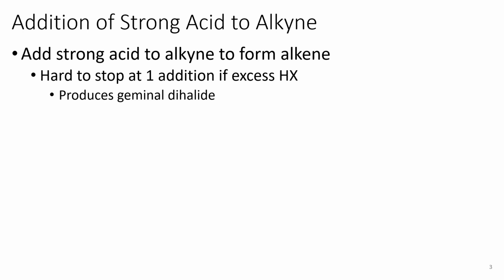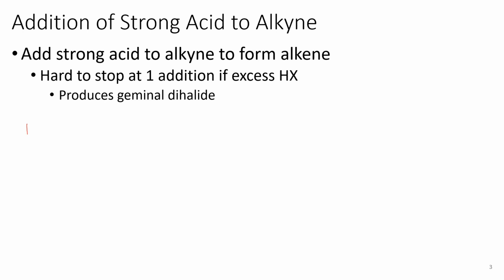One of the problems with this alkene addition with strong acids is it's very hard to stop with only one addition because we have generated the alkene. And the alkene is also nucleophilic under these strong acid conditions. So if we have excess of our acid, we go through the addition process multiple times. What we end up producing is what we call a geminal dihalide.